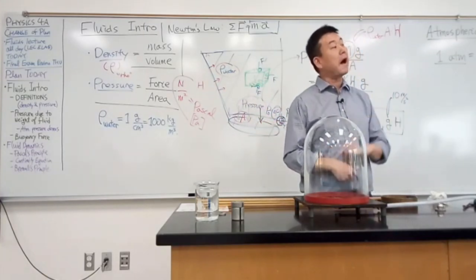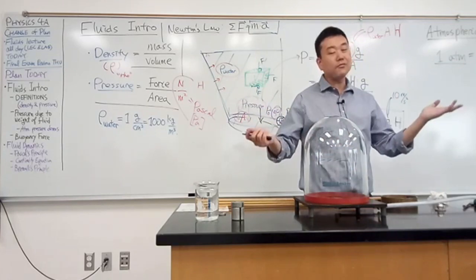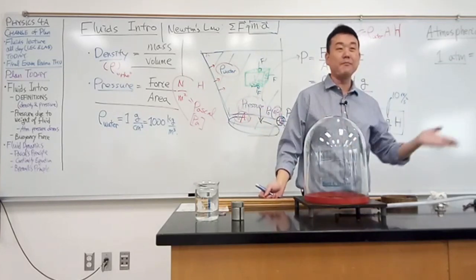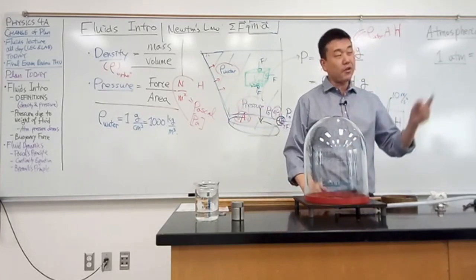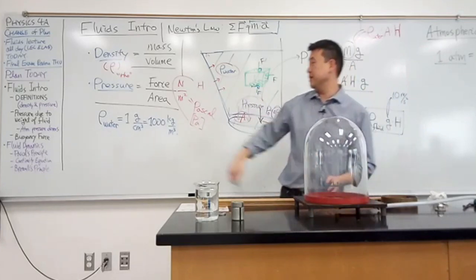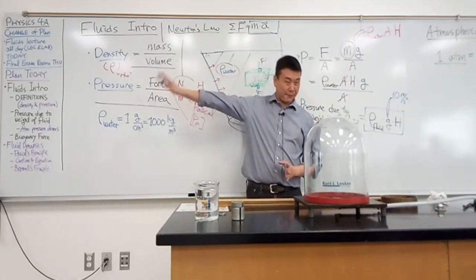1,000. This is a good round number to know. I don't recommend that you memorize a lot of numbers for this class. These few numbers are ones that are worth memorizing. Density of water, it's worth memorizing.